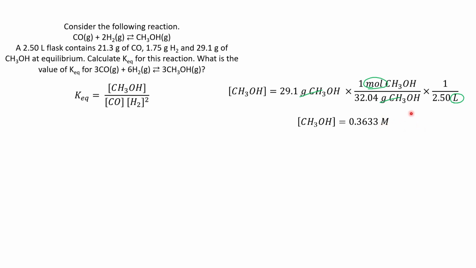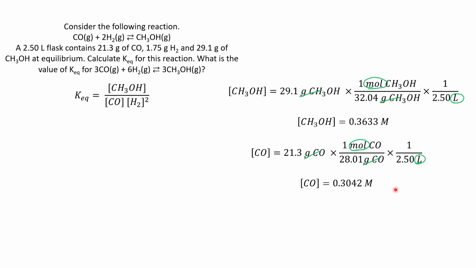I'm going to do the same thing for carbon monoxide. Again, starting with my grams of carbon monoxide, converting to moles, dividing by my liters, being careful that my grams cancel out and I'm still left with moles per liter. Again, it's really easy to get this flipped and end up with liters per mole. You don't want to do that. I get a concentration of 0.3042. Again, this is molarity because it's moles per liter.